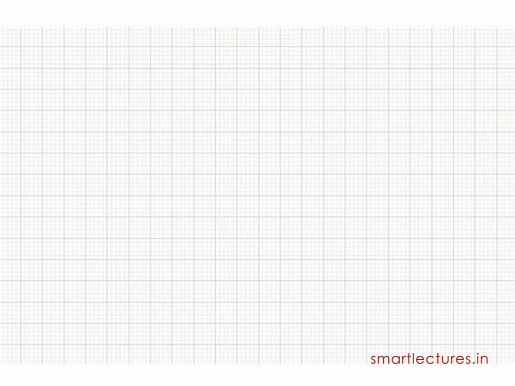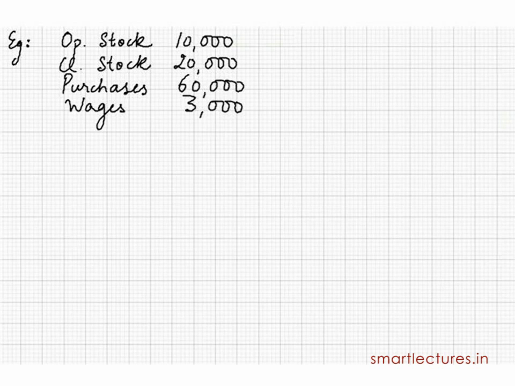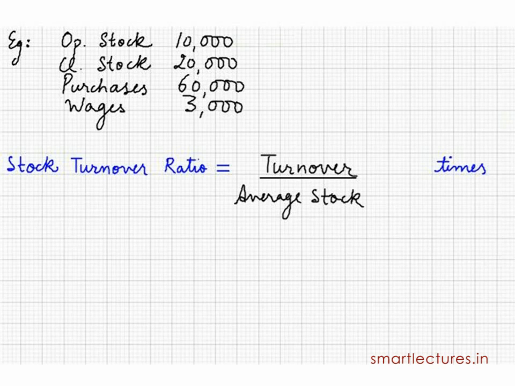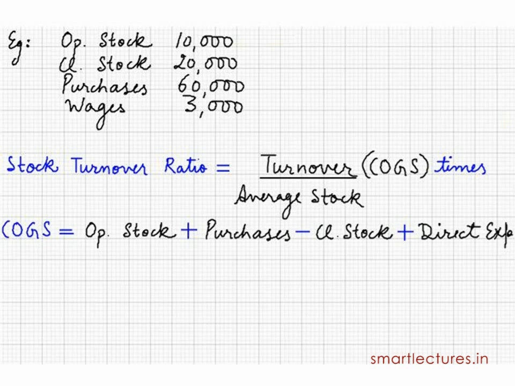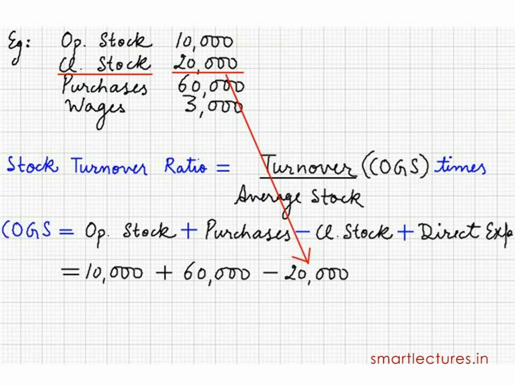Suppose in a company, opening stock is 10,000 rupees, closing stock is rupees 20,000, purchases during the year 60,000, wages 3,000 rupees. Calculate the stock turnover ratio. You know, stock turnover ratio is equal to turnover upon average stock, times. Turnover means cost of goods sold. So, cost of goods sold is always equal to opening stock plus purchases minus closing stock plus direct expenses. So, opening stock is 10,000 plus purchases 60,000 minus closing stock 20,000 plus 3,000 rupees.